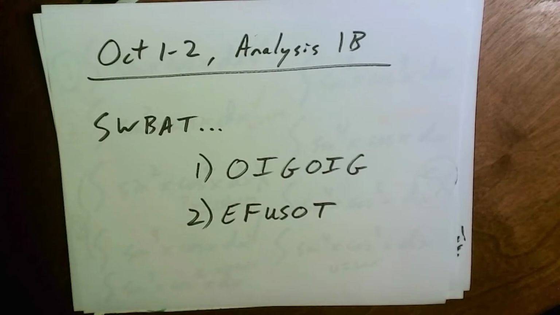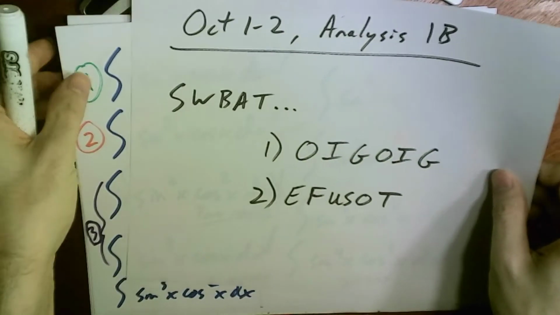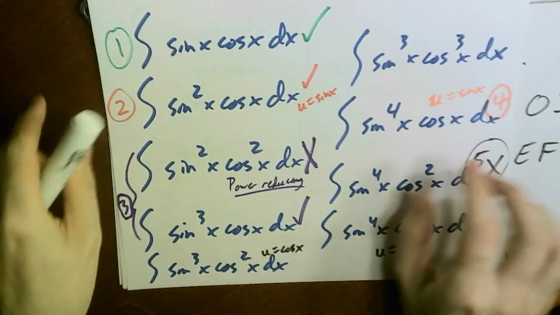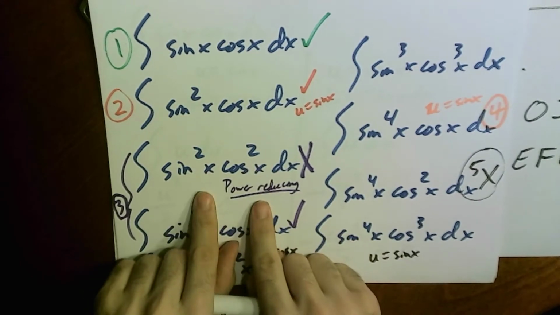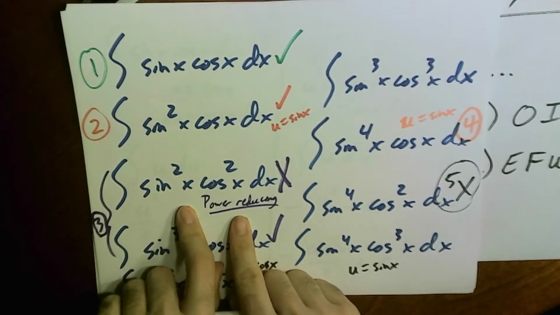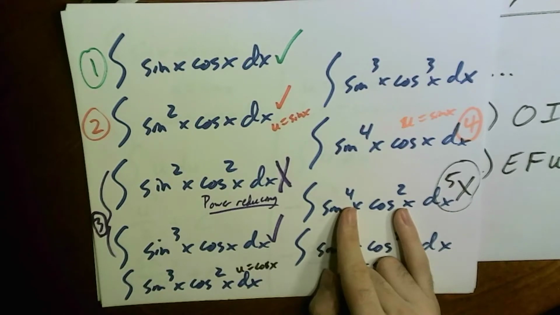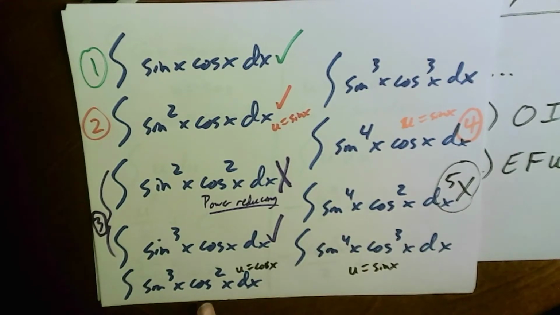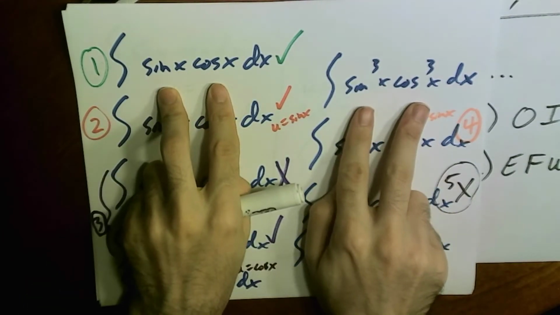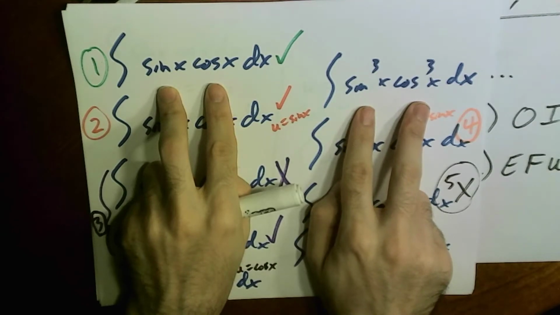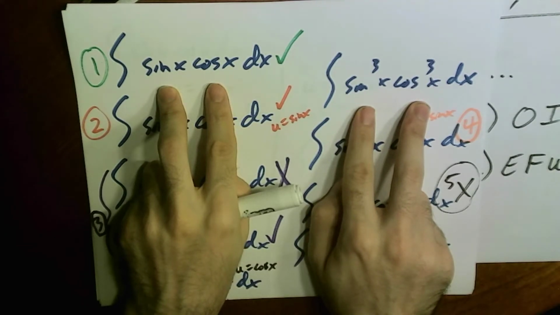And let's look back at what we learned here. When both of the powers were even, I had to use power reducing. And here too, we'd have to use power reducing. This would be a pain. When both of the powers were odd, I could sub either way. Odd is good. Odd is great.